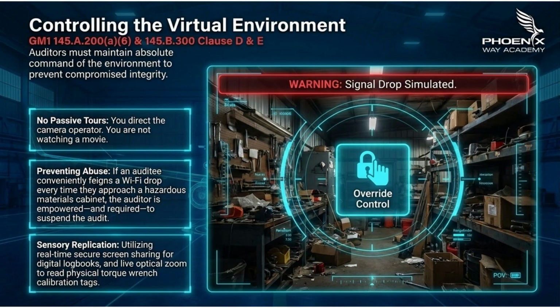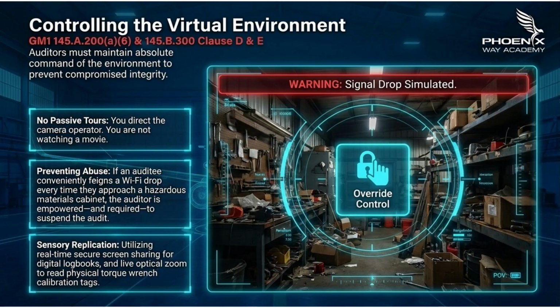Controls to avoid abuses. So, if I am the auditee in the hangar holding the 4K camera, and I know there is a messy, non-compliant tool crib in the corner, what stops me from simply pointing the camera the other way or pretending my Wi-Fi signal just dropped? And that is the exact vulnerability the regulation anticipates. Adequate controls to avoid abuses means the auditor must maintain absolute command of the virtual environment.